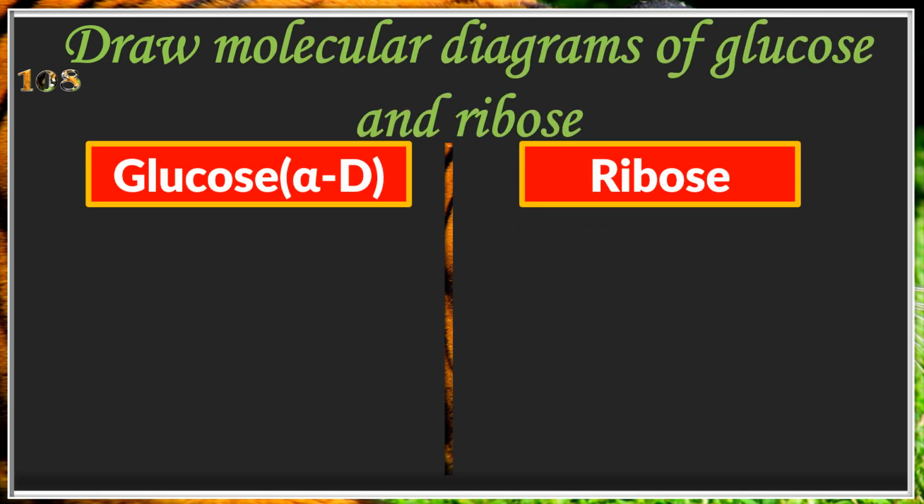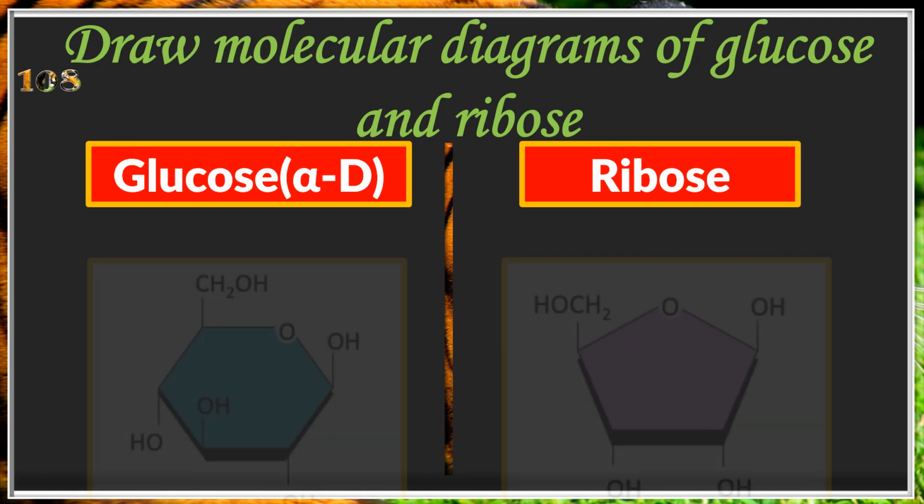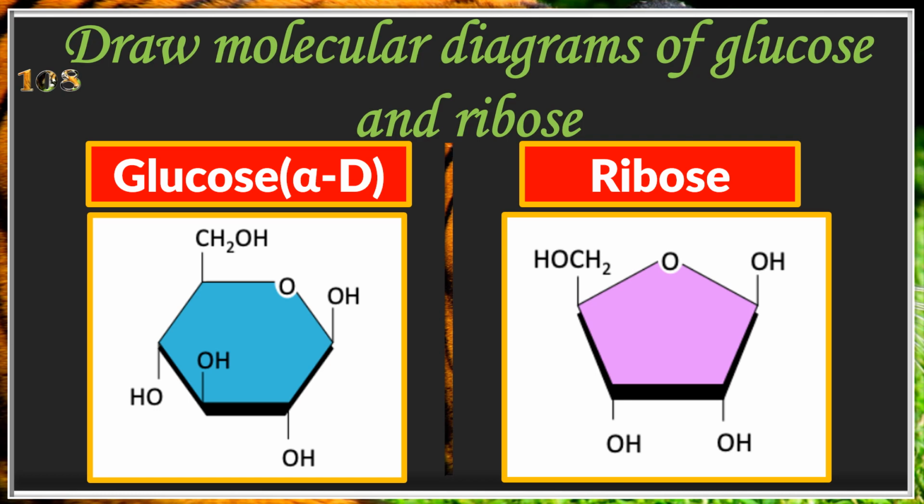Draw molecular diagrams of glucose and ribose. We have glucose alpha D and ribose. Those are their structures. Glucose is a 6-carbon compound. Ribose is a 5-carbon compound.